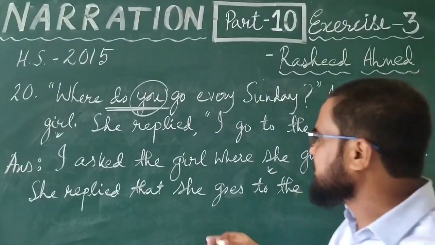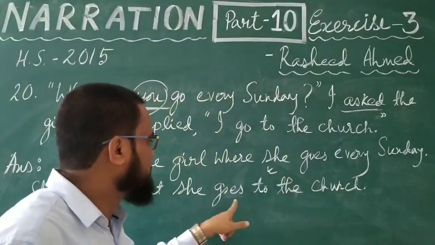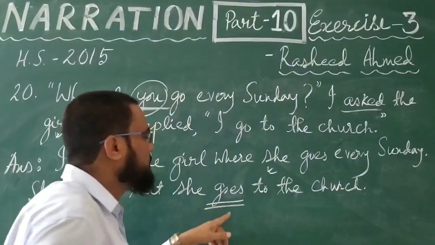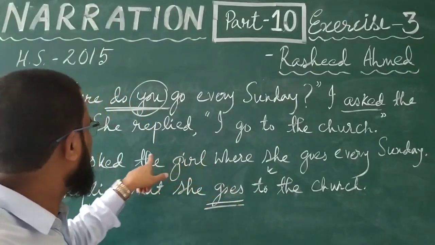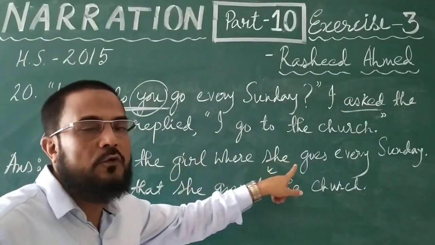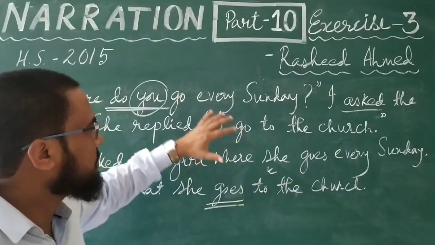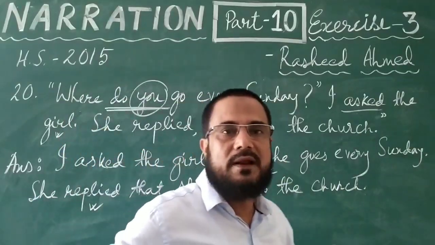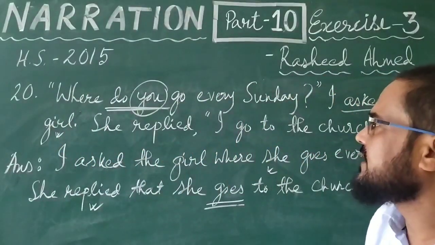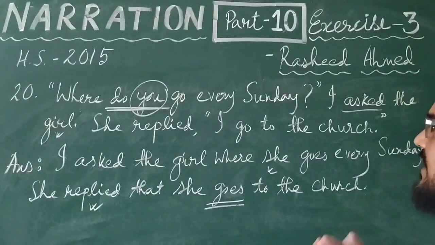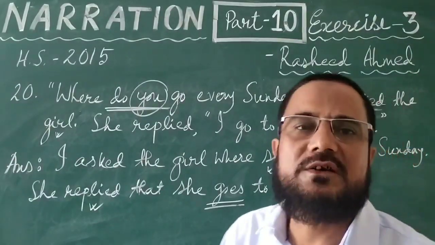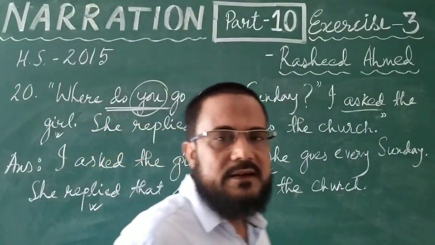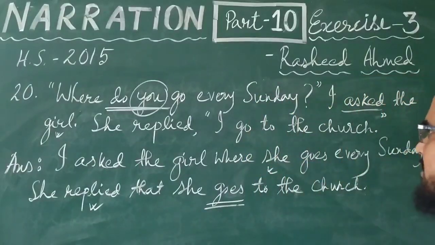I go to the church. She replied that she goes to the church. This reporting verb is in the past, but here we are using the simple present tense. The same is the case here also. I asked the girl where she goes, not where she went. This is because of the habitual action that is implied in the sentence. Let us see the question and the answer again. Where do you go every Sunday? I asked the girl. She replied, I go to the church. And the answer is, I asked the girl where she goes every Sunday. She replied that she goes to the church.